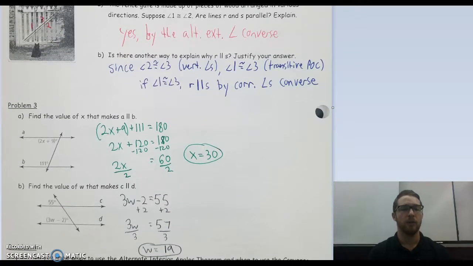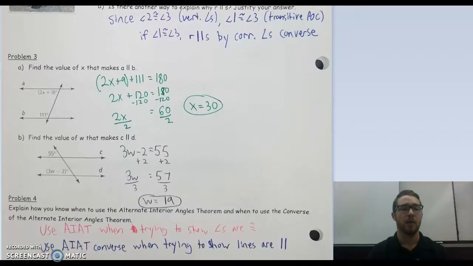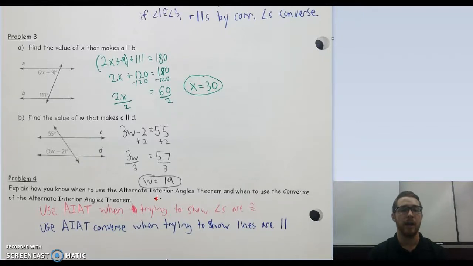So problem 4 is a pretty good recap of the difference between the two uses that we have. The alternate interior angles theorem, so this is what we had in section 3.2, and the converse of that alternate interior angles theorem, so that's how 3.3 is changing. We're going to use that original alternate interior angles theorem, so that's, again, when lines are parallel, that means that alternate interiors are going to be congruent. We use the original when we try to show that the angles themselves are congruent, and we're going to use the converse when we know the angles are congruent and we're trying to show that lines are parallel. So again, those two are just kind of reverses of each other.